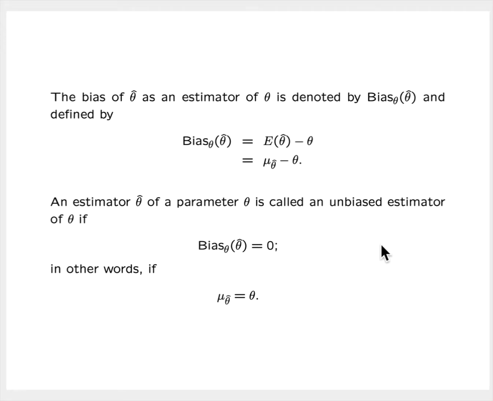So with that, we can define what it means to be an unbiased estimator of theta. An estimator, theta hat, of a parameter theta is called an unbiased estimator of theta if the bias of theta hat as an estimator of theta is 0. In other words, if the mean of the sampling distribution of theta hat is equal to theta itself. So when the mean of the sampling distribution of an estimator is equal to the quantity that we're estimating, then we call that estimator an unbiased estimator of that parameter.